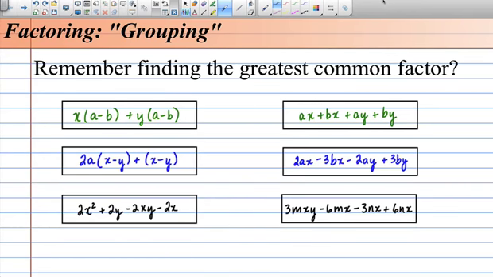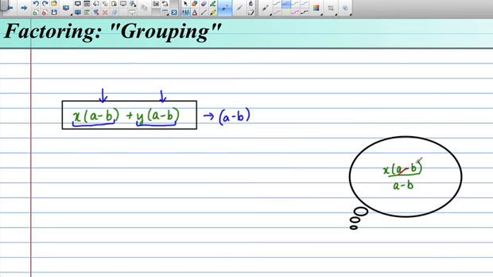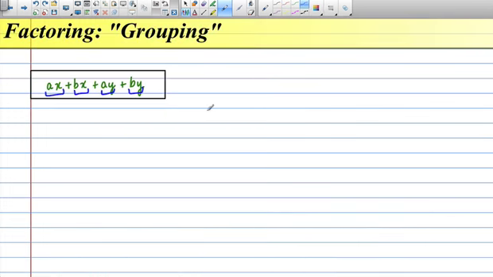In this video, we'll go through factoring by grouping, which is actually just finding the greatest common factor. First step, check how many terms you have and realize that the common factor is a minus b. Dividing out an a minus b, we're left with x plus y.